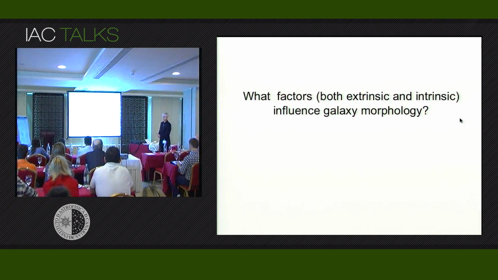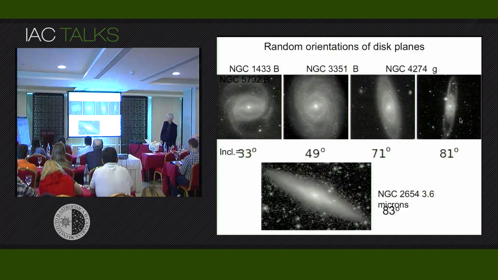Well, I wanted to start by just talking about the factors that influence galaxy morphology. There are extrinsic factors and there are intrinsic factors, and they can affect how we see. The random orientations of disk planes, of course, affect the way a galaxy looks. Each one of these pictures shows a galaxy of similar morphology, and we can tell even though they're tilted and the inclination angles are below.